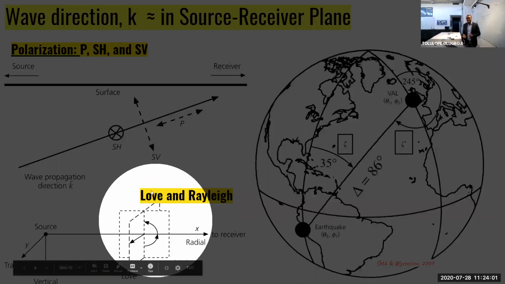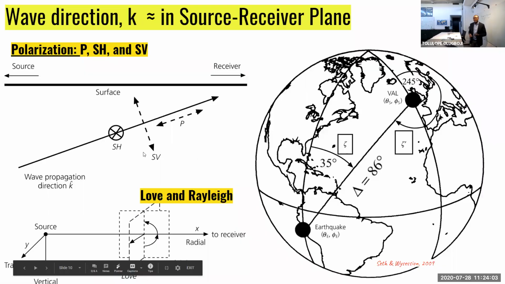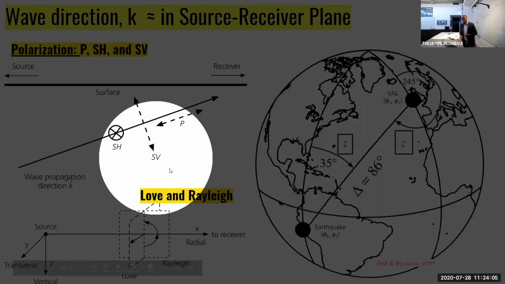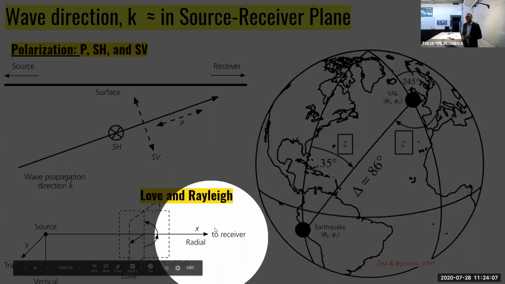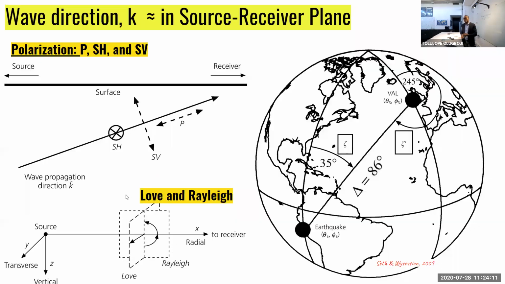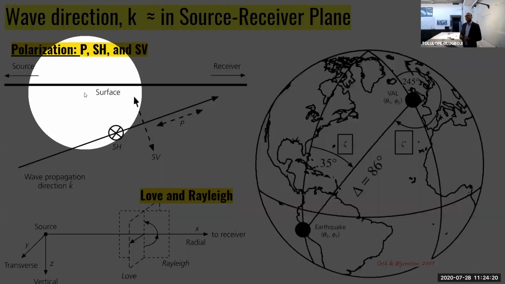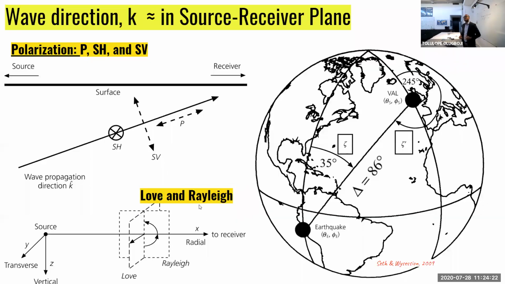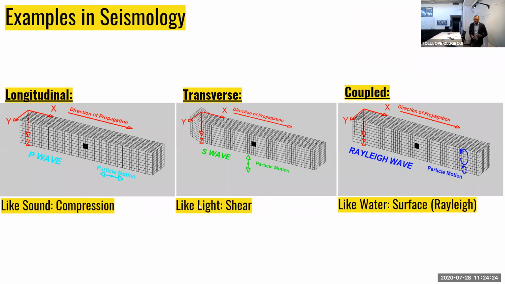And the Love wave is a class of SH wave trapped on the surface of the Earth, and the Rayleigh wave is a coupled P-SV wave, polarized in that sense, trapped on the surface of the Earth. So these are the polarizations of these two classes of waves, body waves and the surface waves. Okay. Dr. O? Go ahead.